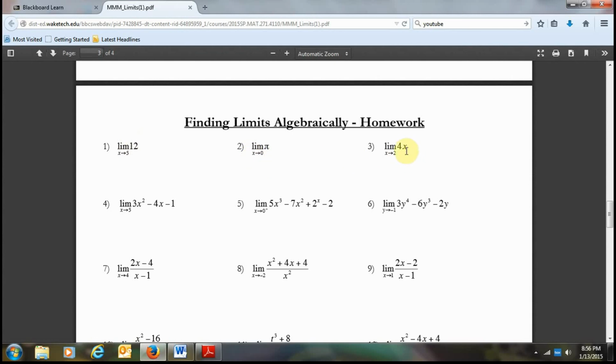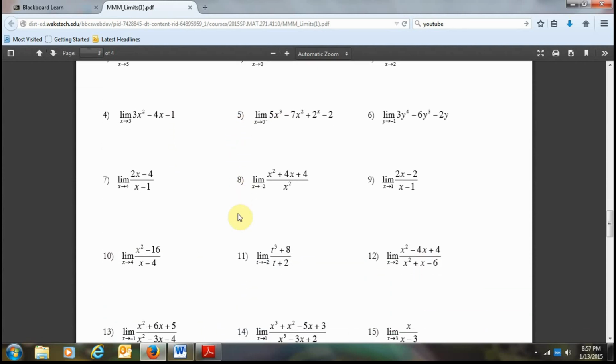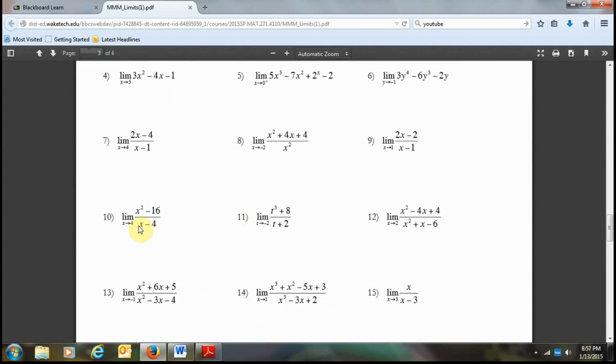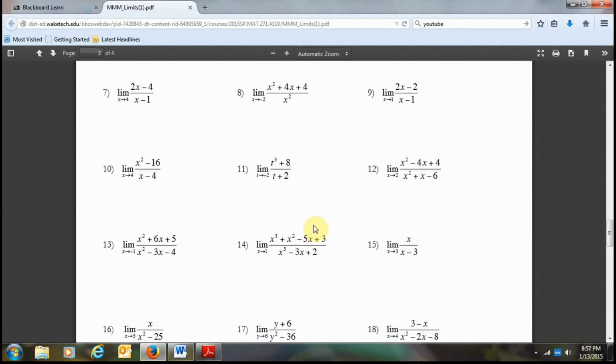Then you start finding some with x's. Try plugging in, see if you get the value. And then when you get to one you can't plug in, down here for number 10 for example, number 9, try plugging in. It won't give you a value because you'll be undefined in the denominator. Try factoring and canceling, then plug in. On this page 3, you can work up through number 14.